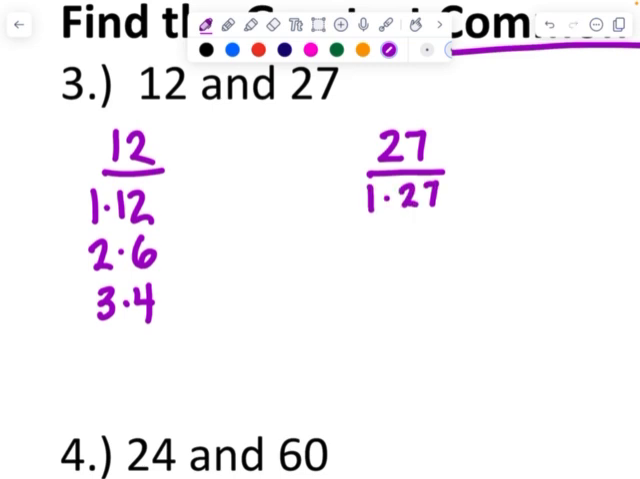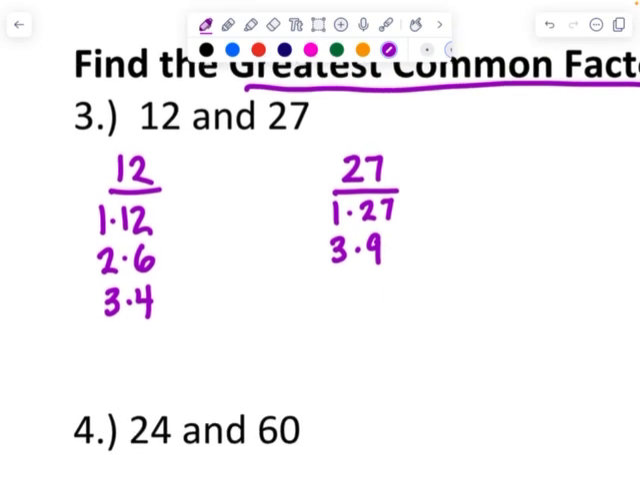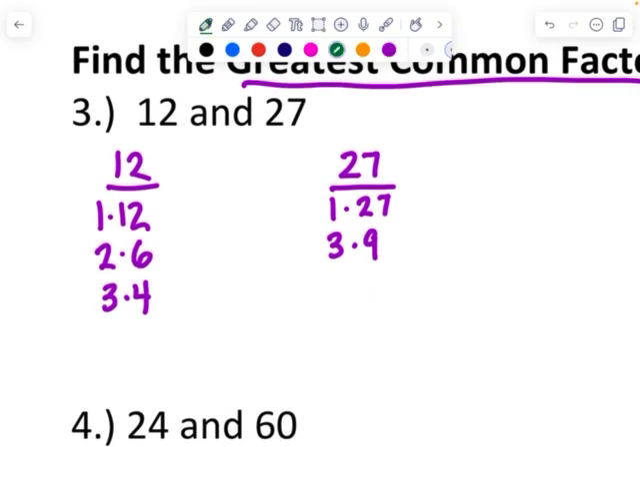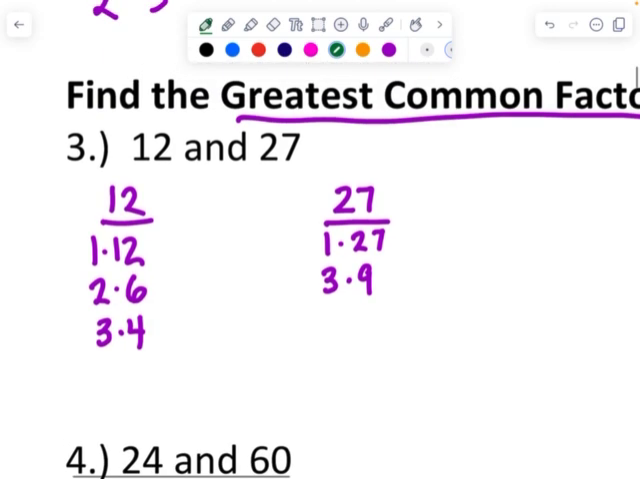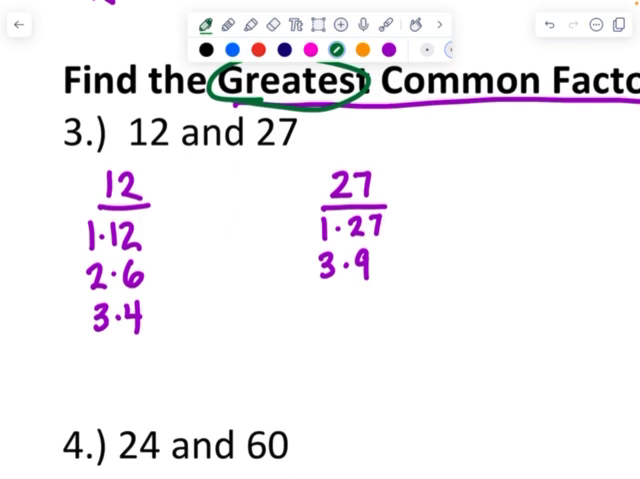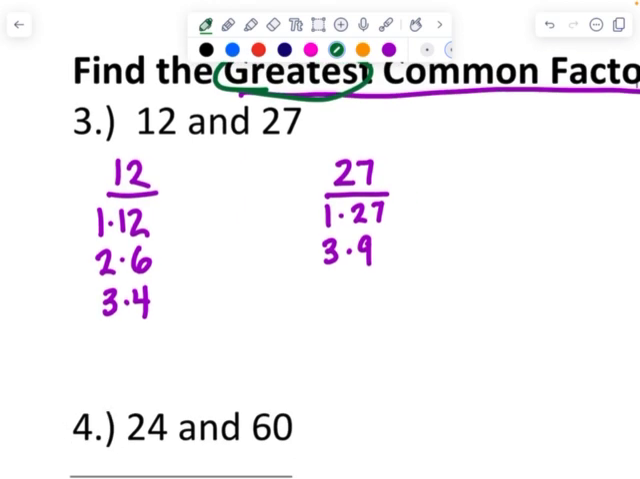27, 1 times 27. 2 doesn't go into 27. 3, we got 3 times 9. And then we would keep going, 4, 5, 6, 7, 8, 9, we already have. So there are all of the factors of 12 and 27. Now I'm looking for the biggest one, the greatest one. I'll have pairs of numbers that have lots of common factors, but I want the biggest one. So if I look over here, I see a number 3 and I also see a number 3 there. My GCF is indeed 3.